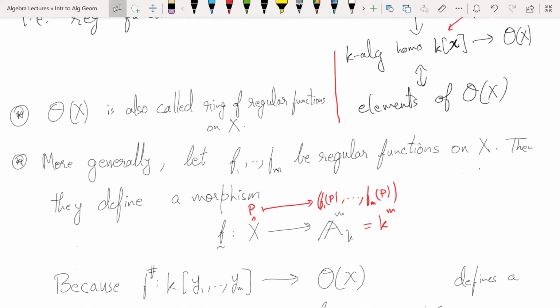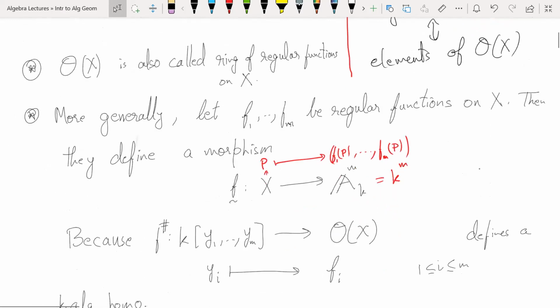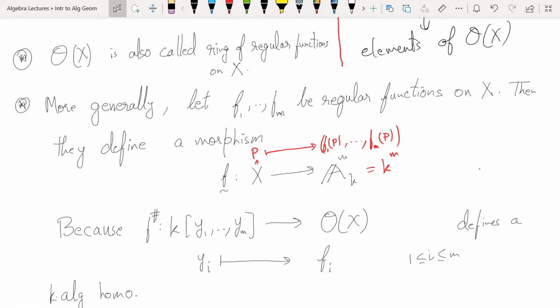Why is this a morphism? To define a morphism, you have to give a map in the other direction at the level of coordinate rings. The map on coordinate rings is given by y_i going to f_i. Once you declare where the variables y_1 to y_m go, that defines a unique k-algebra homomorphism from the polynomial ring k[y_1, ..., y_m] to O_X. Then you can verify that this does define this k-algebra homomorphism.